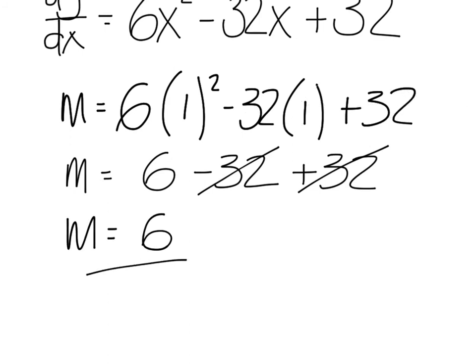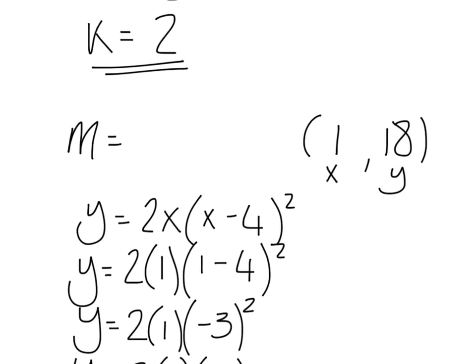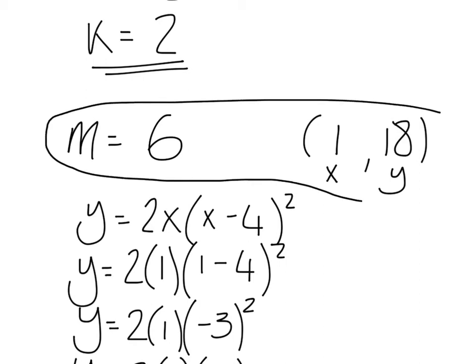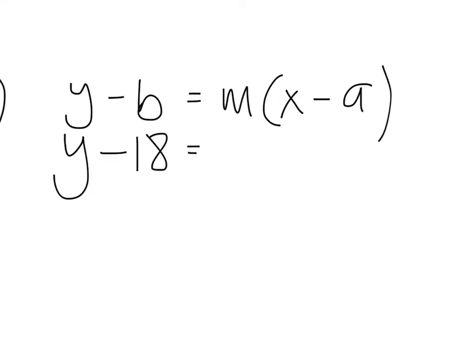So now we know our gradient, we can put that up here alongside the point. So we now know m equals 6. That means now we have enough information, point and the gradient, to substitute into a straight line formula. So we'll do that over here. So our straight line formula is y minus b equals m bracket x minus a. So that's y take away 18 equals the gradient, which is 6 times x minus 1.